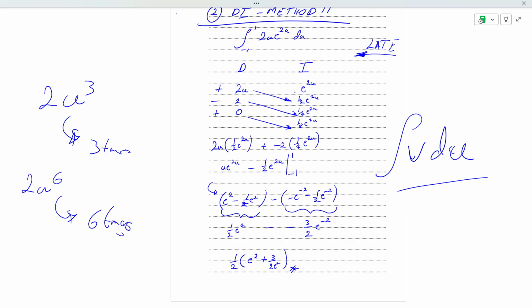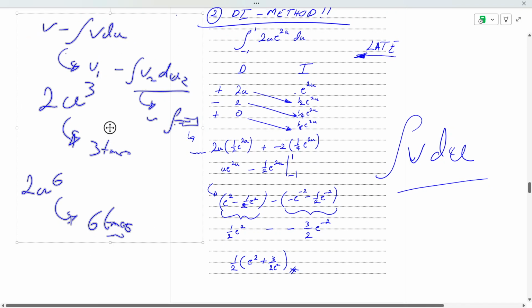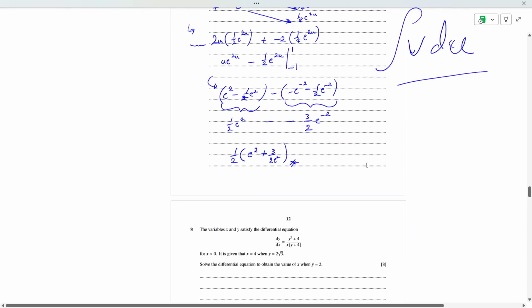See, it's going to become tedious because now you have uv minus integral of v du, right? Then when you carry out that part, you're going to have another v1 again minus the integral of v2 du2 again. Then inside that integral is by parts. Then you get another integral again, and then inside that integral is by parts again. So it becomes very tedious and you are most likely to make mistakes. But when you use the DI method, it's very clean because you carry out all your differentiation and all your integration at once. And then that would be it. Okay. All right. So that's it for question 7.